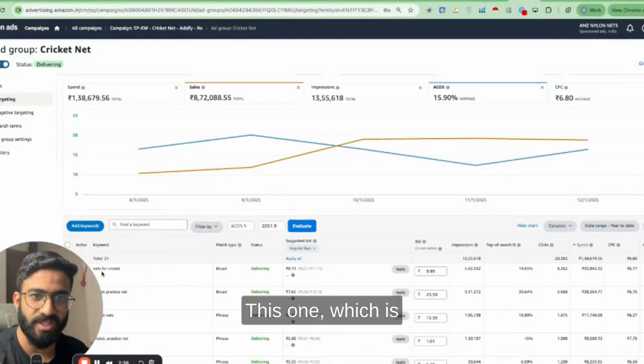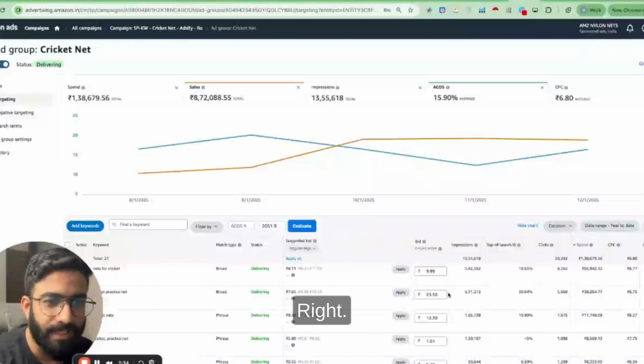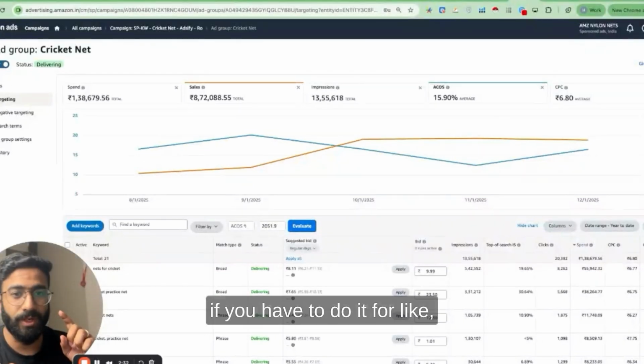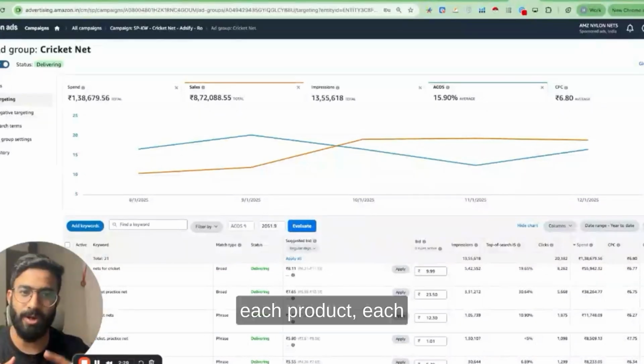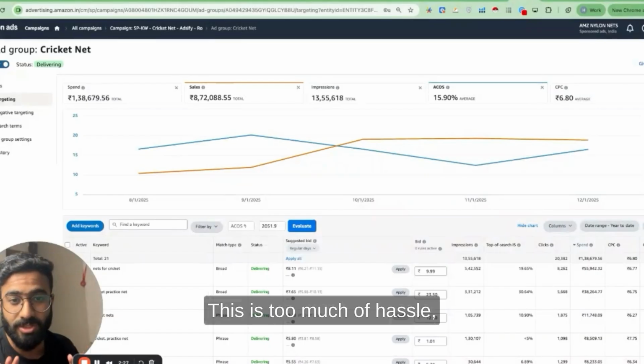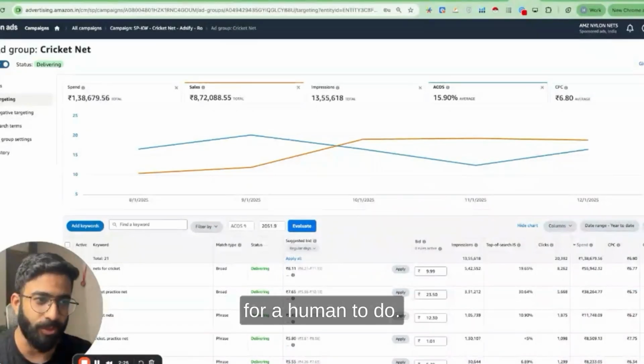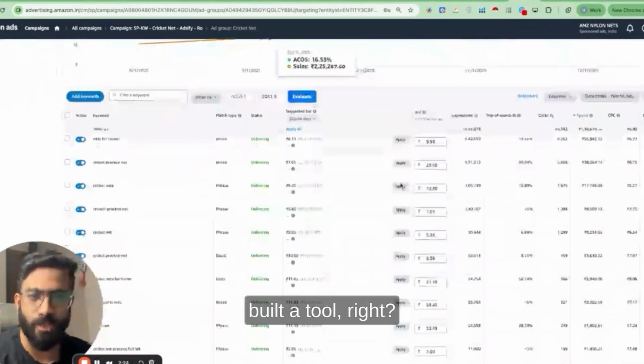This one, which is next for cricket, right? Now, this is a little hassle if you have to do it for each product, each campaign, each keyword. This is too much of a hassle, too much calculation for a human to do. And that is where we actually built a tool, right?